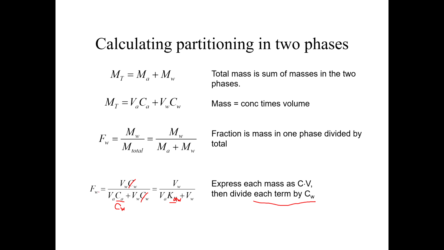Okay, so now notice, the fraction of the chemical that ends up in the aqueous phase is a function of the volume of the aqueous phase, the volume of water, the volume of the air, and the Henry's law constant. That's it. Nothing else matters. Temperature matters, salinity matters because they affect Henry's law, but nothing else matters.